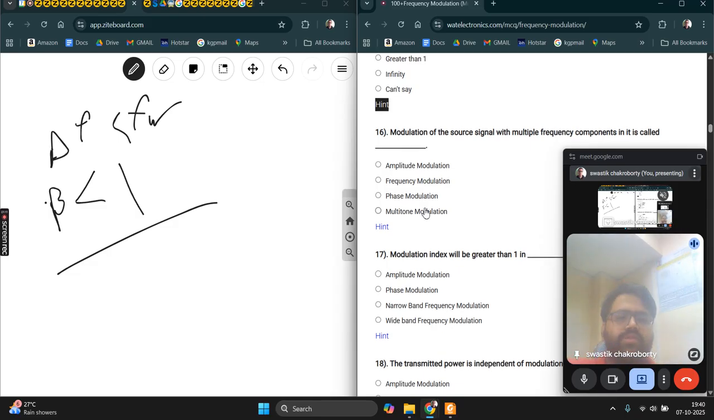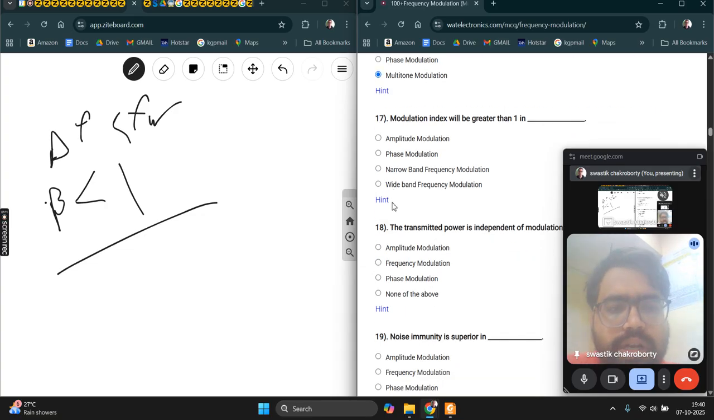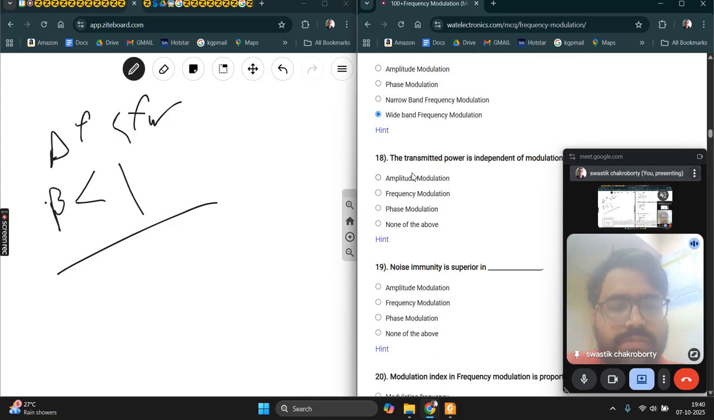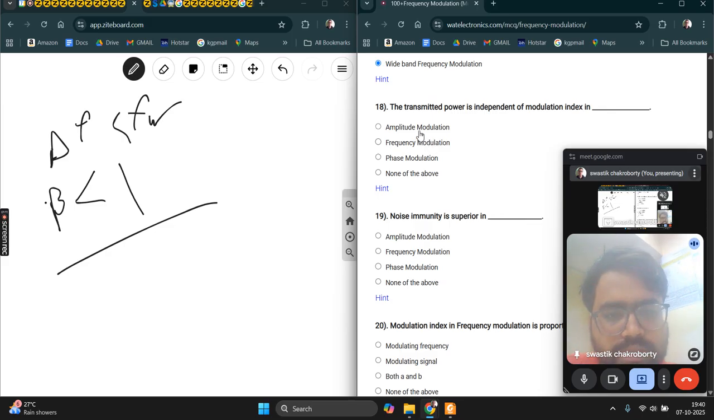Modulation of a source signal with multiple frequency components is called multitone modulation. Modulation index will be greater than 1 in wideband frequency modulation. The transmitted power is independent of modulation index. That means the modulation is only happening in the frequency or phase. So it is either frequency modulation or phase modulation, but not amplitude modulation.